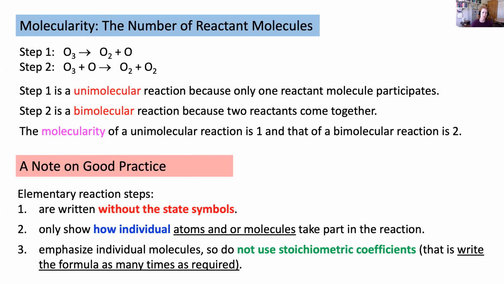So on good practice, let's talk about this a little bit. When you're writing out elementary reaction steps, they're different than chemical equations because you don't write the state symbols. I don't indicate that everything is a gas. I don't need to because I'm just saying this is the elementary reaction step. Second, you're only showing how individual atoms and molecules take part in the reaction, and so you're not writing any stoichiometric coefficients. If you have 5 things coming together, you're going to write it 5 times. Even though it is faster to use stoichiometric coefficients, we don't use them when we're writing out elementary reactions.